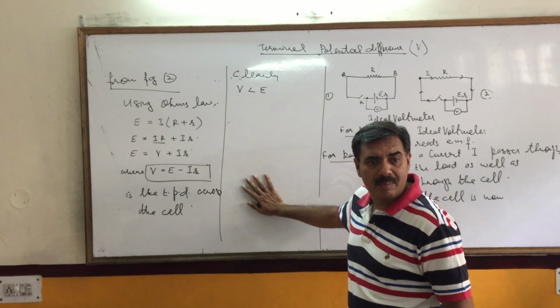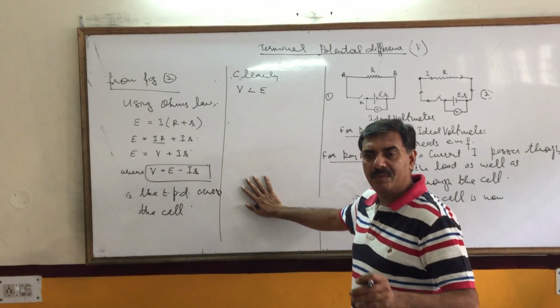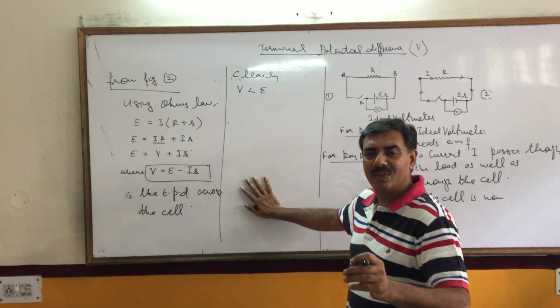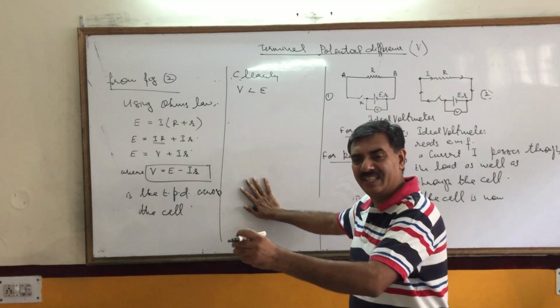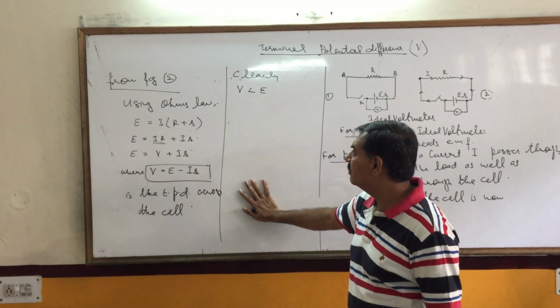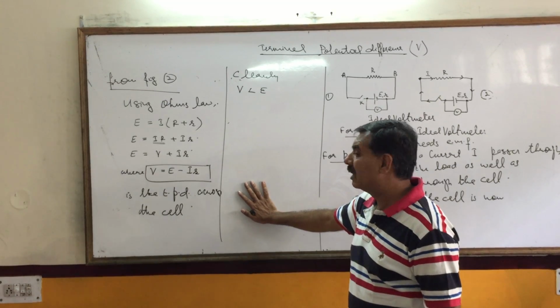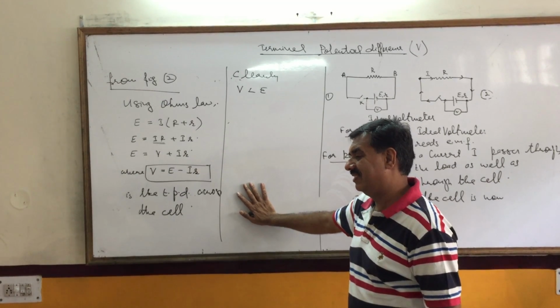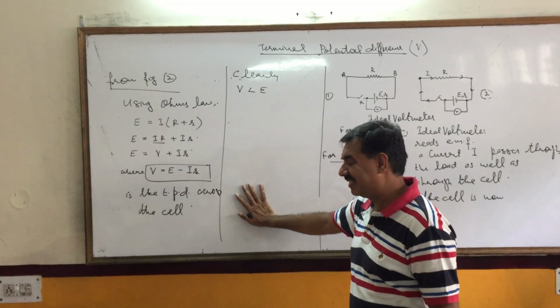This is a 100% question in school exams. Define EMF and terminal potential difference. Show that the terminal potential difference is less than the EMF. Both.